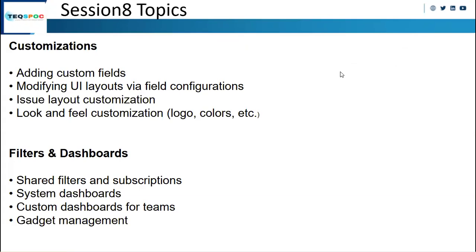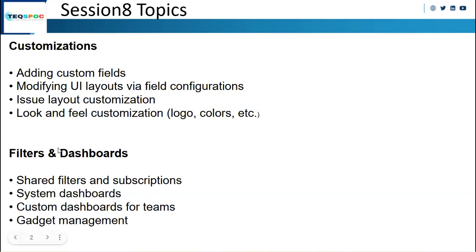In today's session, that is session 8, we will cover the following topics. First topic is customization, meaning adding the custom field, modifying the UI layer, field configuration, issue layout, and customer looks. In the previous lecture, we covered how to create a custom field and how to integrate that custom field into your respective create tab. Then we saw the layout customization. Now today we will see the look and feel customization in logo and color.